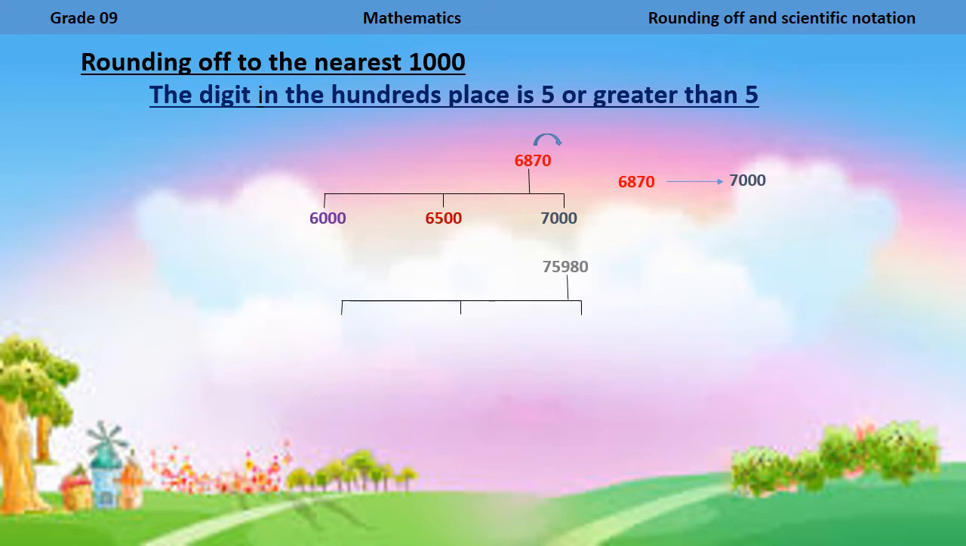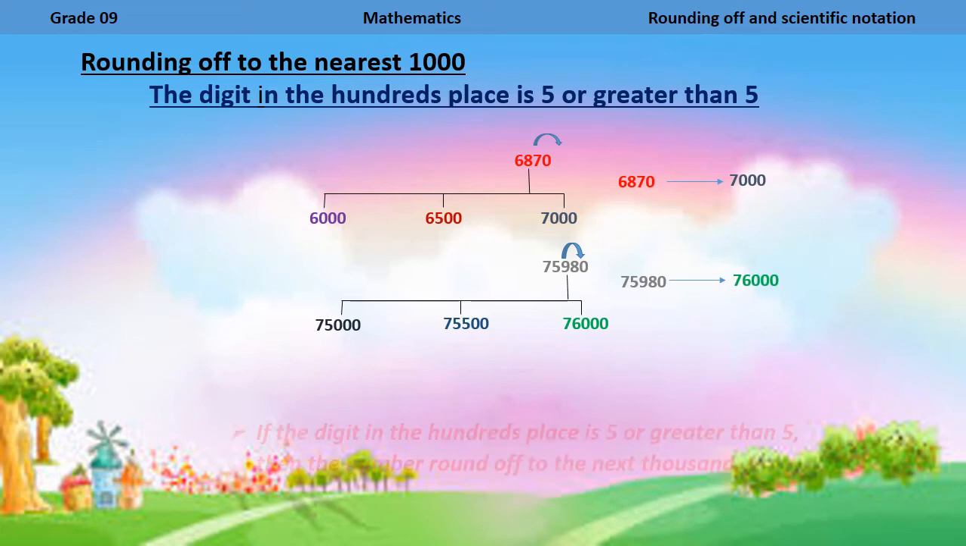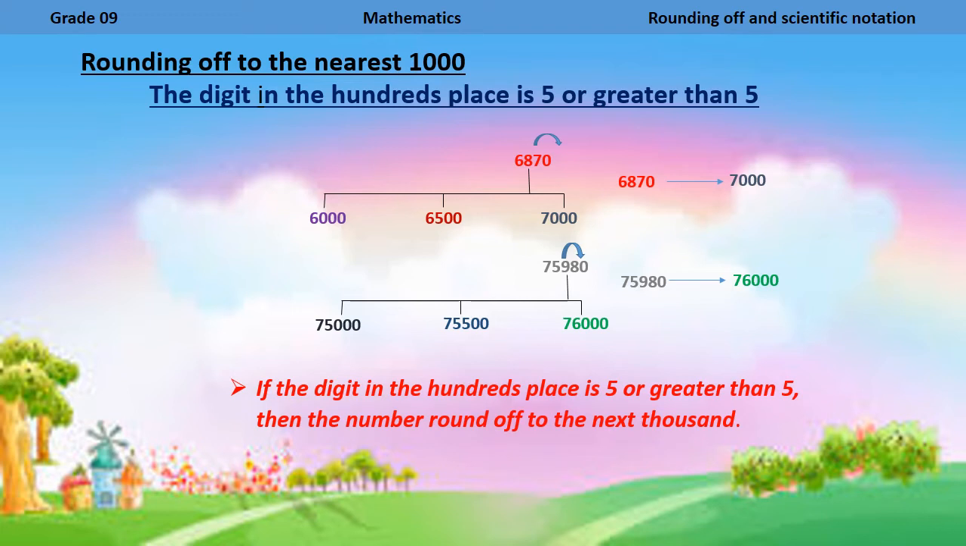75,980. Here 9 is the digit in the hundreds place, and this number is in between 75,000 and 76,000. Mid value is 75,500. Then this is close to 76,000. Then 75,980 rounds off to the nearest thousand. Answer is 76,000. If the digit in the hundreds place is 5 or greater than 5, then the number rounds off to the next thousand.